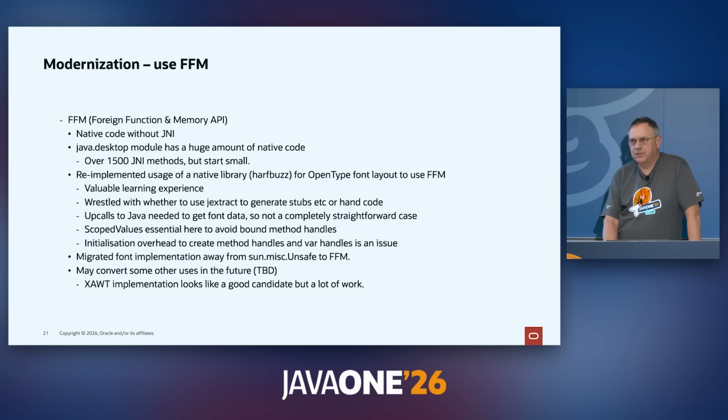At first I wrestled with whether to use JExtract, because the font data that we need, this basically does OpenType layout reading font tables, and the font tables are read using Java I/O, right? And so we needed to call back up into Java to get font data. And FFM has upcalls, but we also had upcalls which needed to pass around Java objects. And binding handles to these turned out to be extremely expensive.